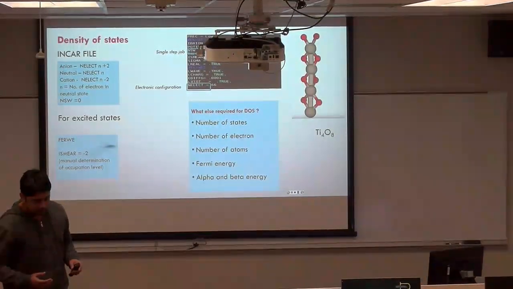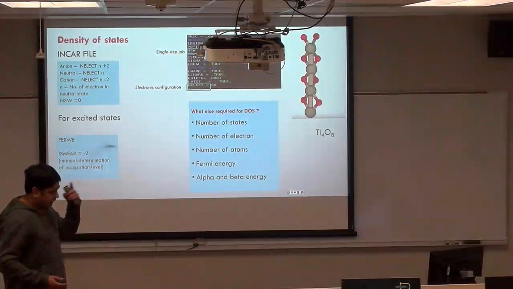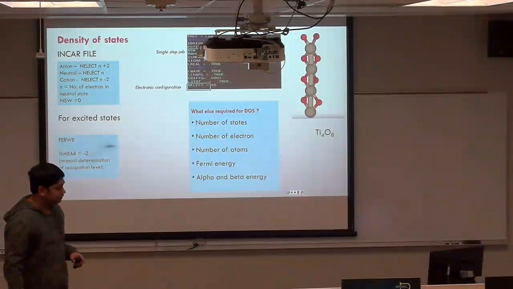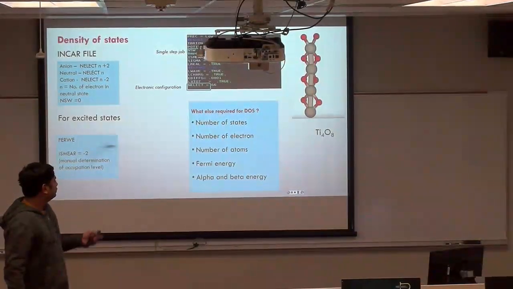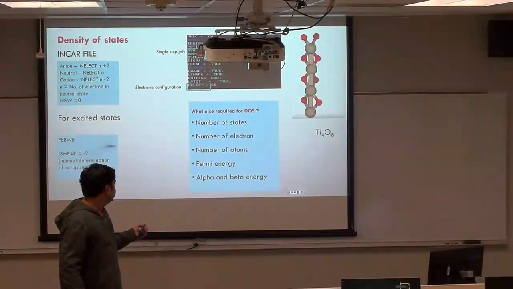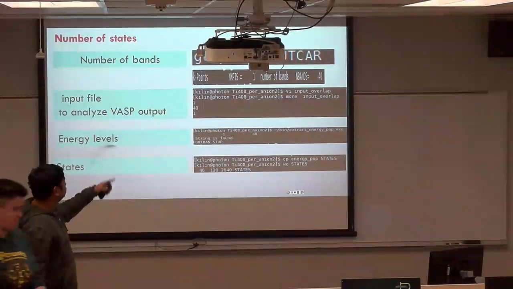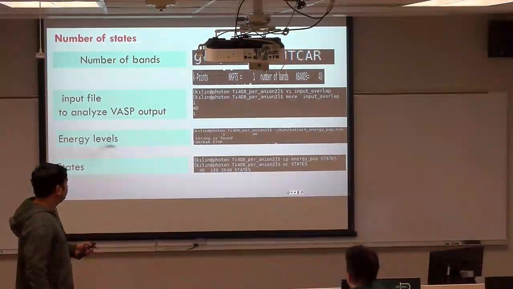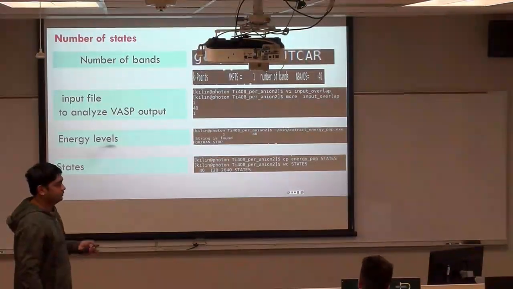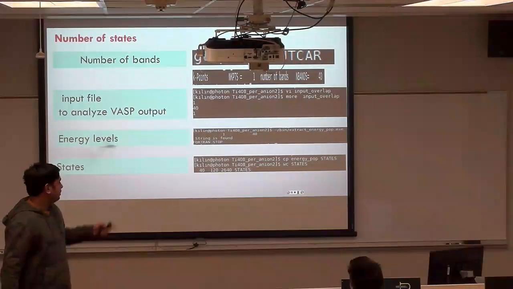Apart from the VASP output files, we also need certain other information for running the DOS calculation. Here I have specifically taken the titanium oxide nanowire. The other specific information needed to run the DOS calculation is the number of states, number of electrons, number of atoms, the Fermi energy, and the alpha and beta energy. The number of states can be determined using the following command: grep NBANDS OUTCAR will give you the number of bands, and by the overlapping command, which is used to analyze the input file of the VASP output, the number of states can be determined by the command wc state.